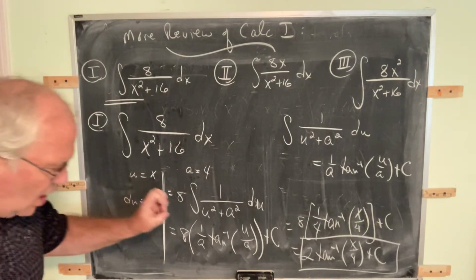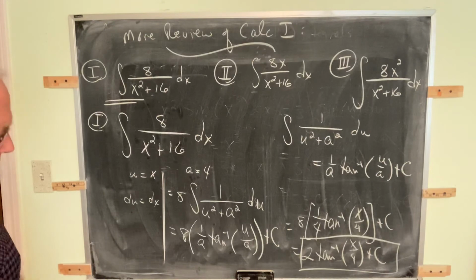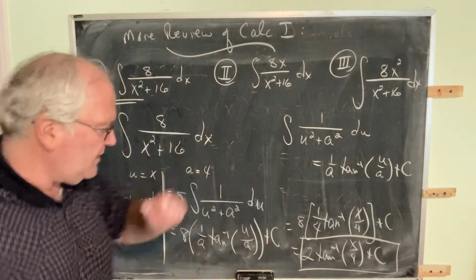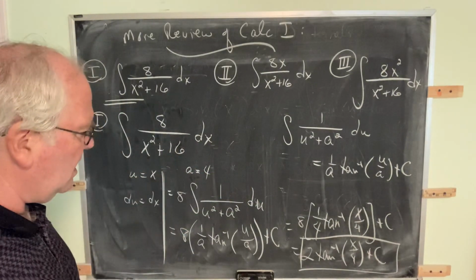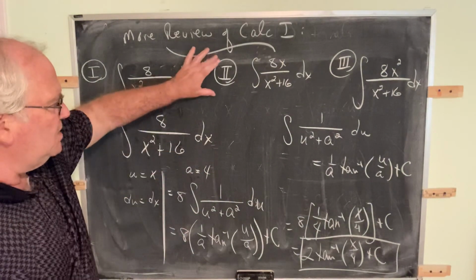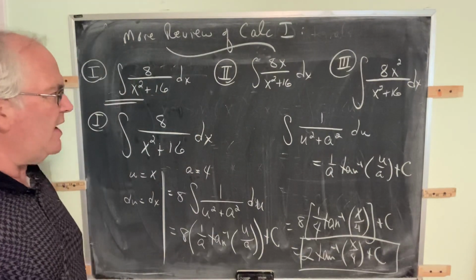So that should all be within your comfort zone. It might be a little fast there, but it's something that you would have been able to do, hopefully, in Calculus 1. All right? So work through that. Pause the video if you need to. Make sure that's part of your comfort zone. And then the next piece we'll do is work through the 8x over x squared plus 16.